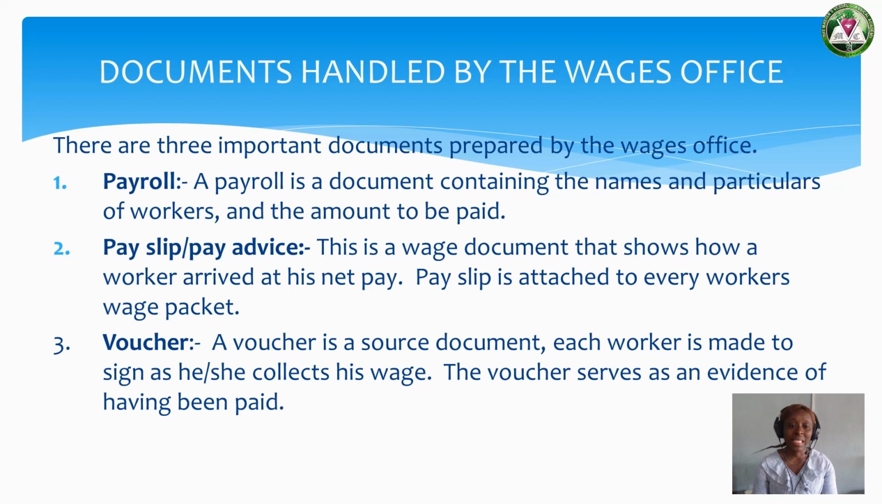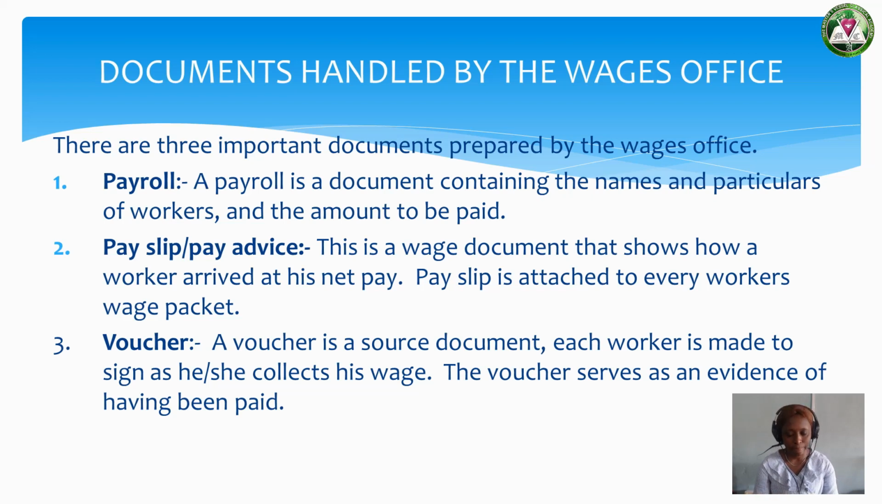Another one is the pay slip, or we call it pay advice. This is a wage document that shows how a worker arrived at his net pay. A pay slip is just like the name goes, a slip. It's just a piece of paper, usually attached to every worker's wage package.